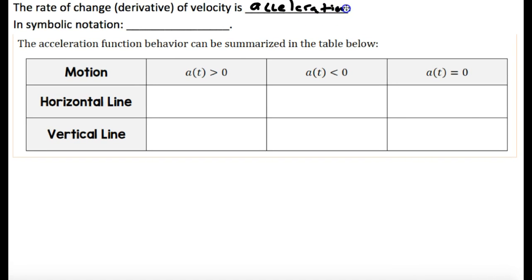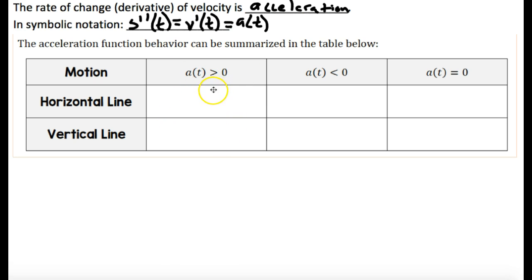So in symbolic notation, we can say the second derivative of position is equal to the derivative of velocity is equal to acceleration. Now, acceleration, if we want to talk about positive, negative, and zero acceleration, this is a little bit trickier to visualize, but I think it'll make more sense in a second. But let's fill out this chart first.